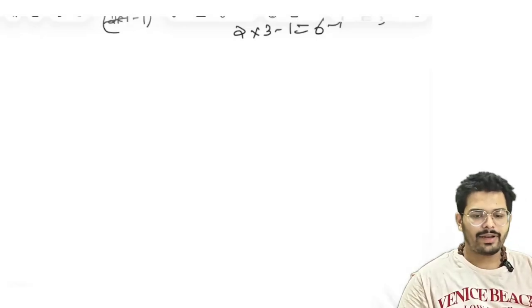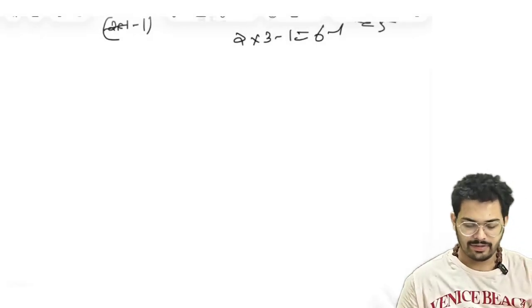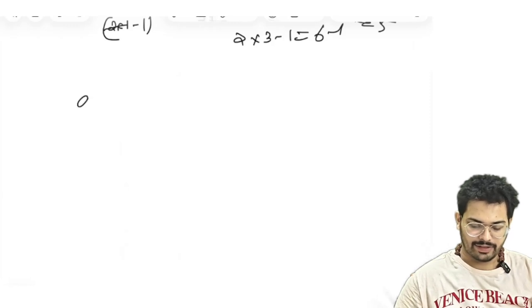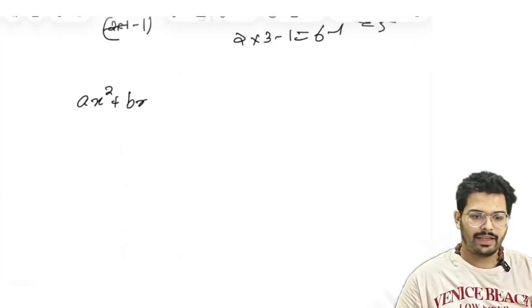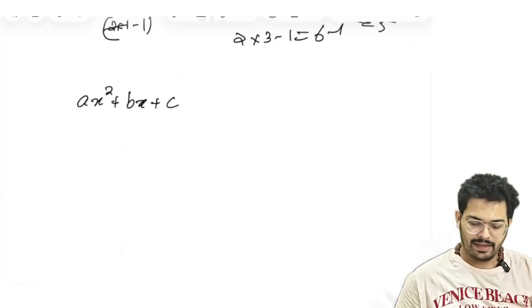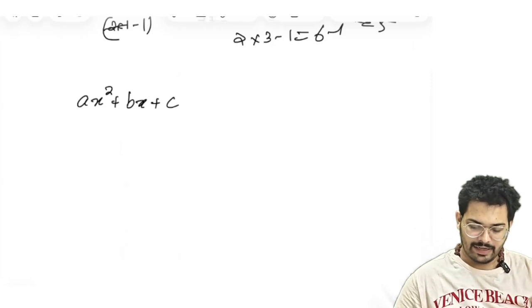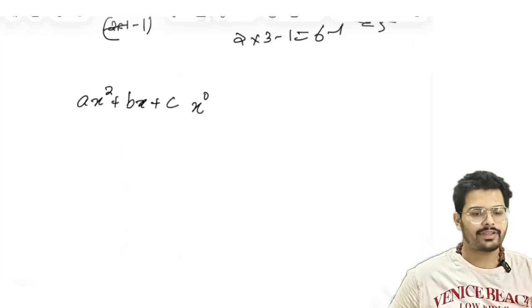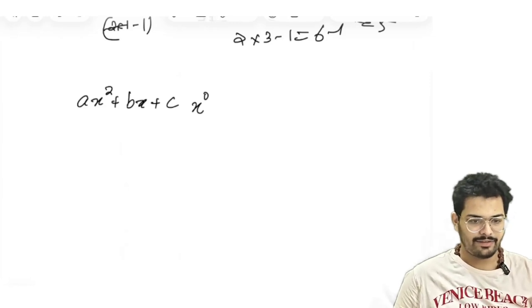Now you are already familiar with the quadratic equation. What is the general form of a quadratic equation? That is ax square plus bx plus c. Here we will have a term which is independent of x, that is a constant term. Can you write it as x raised to 0? x raised to 0 is basically 1.